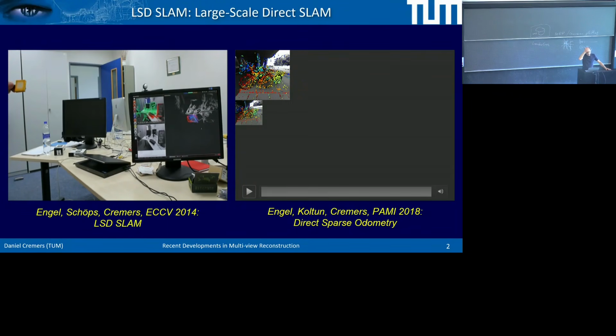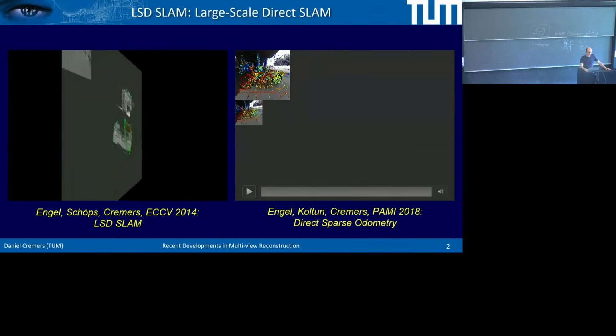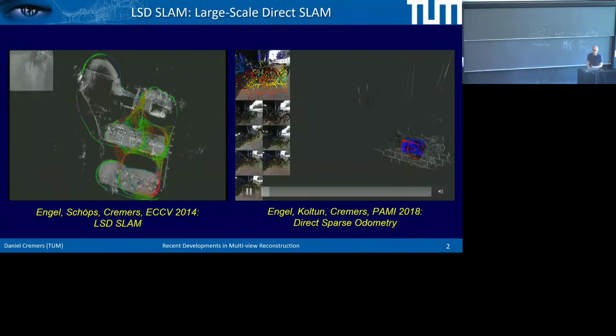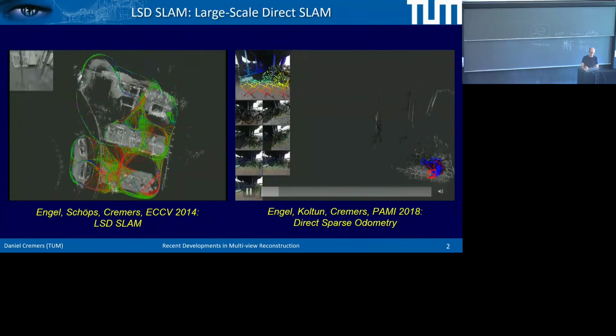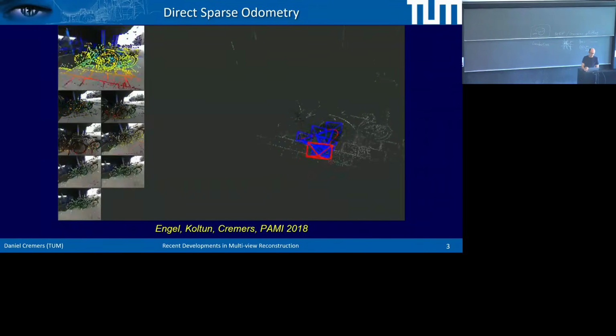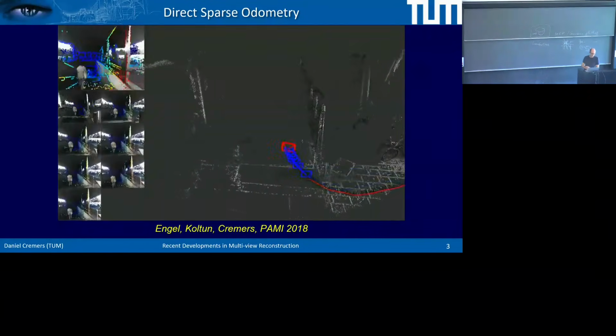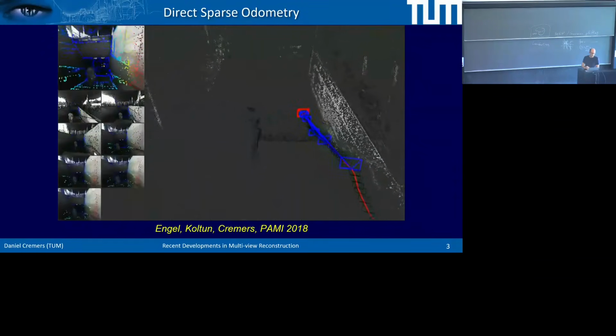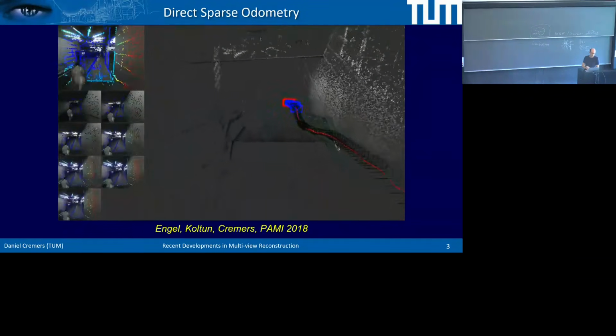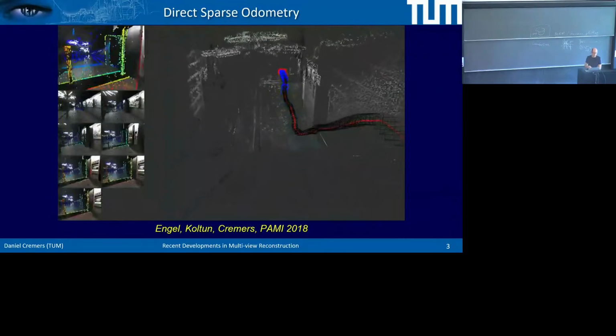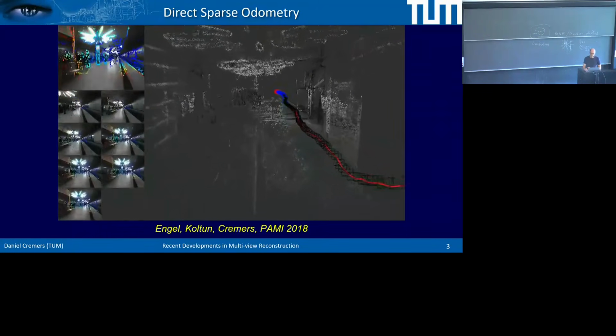I talked about SLAM, structure from motion, visual SLAM. This was one work, this LSD SLAM. I also talked about direct sparse odometry. Here's the direct sparse odometry, so methods that can recover the movement of the camera and the 3D structure of the world in real time at very high precision.